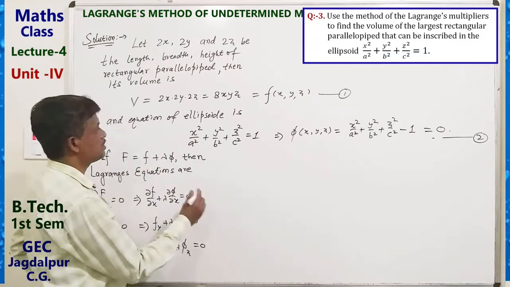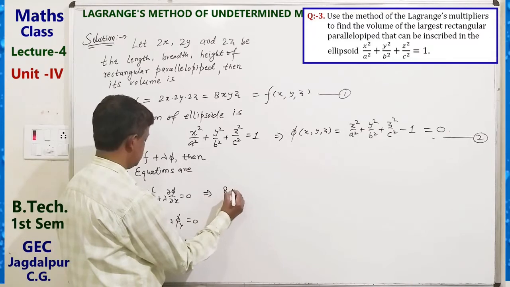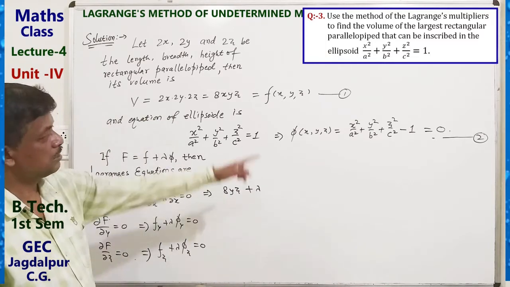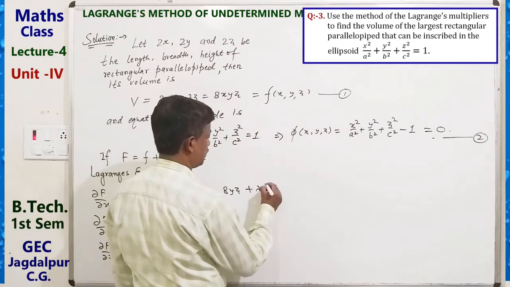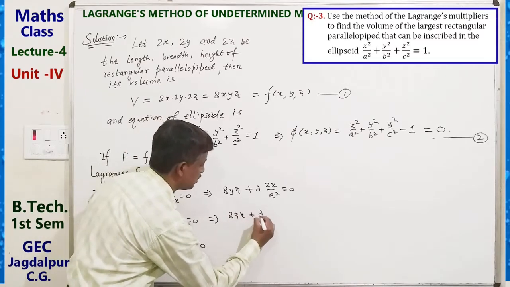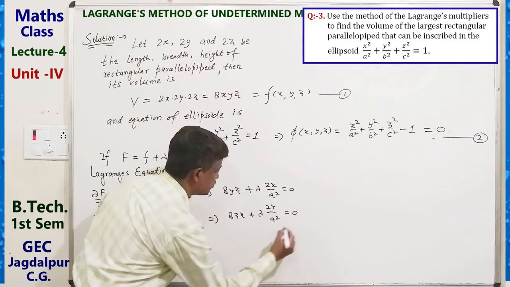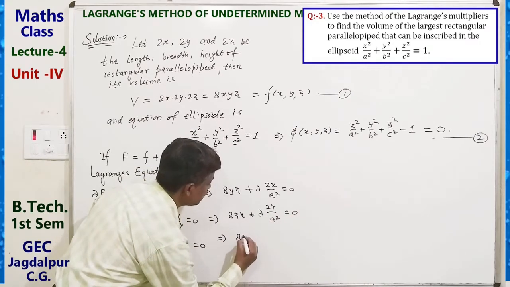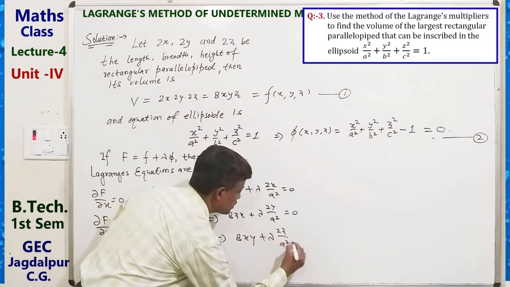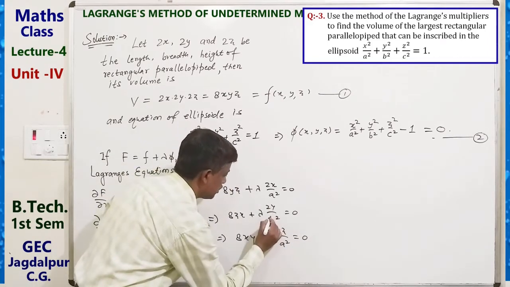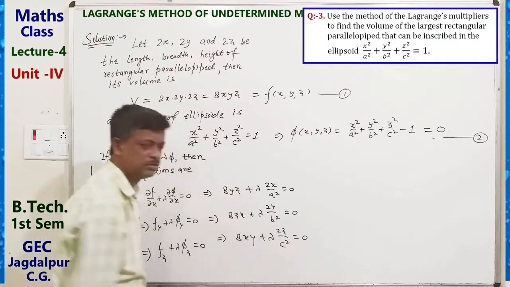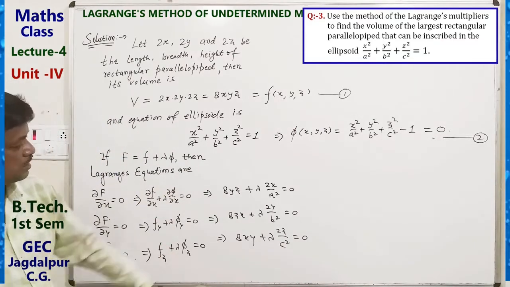Now differentiate it. Del f by del x, the same as in the previous question, gives 8yz plus lambda into del phi by del x, which is 2x by a square, equals to 0. Similarly, 8zx plus lambda 2y by b square equals to 0. And with respect to z, 8xy plus lambda 2z by c square equals to 0. These are the values of del phi by del x, del phi by del y, del phi by del z.